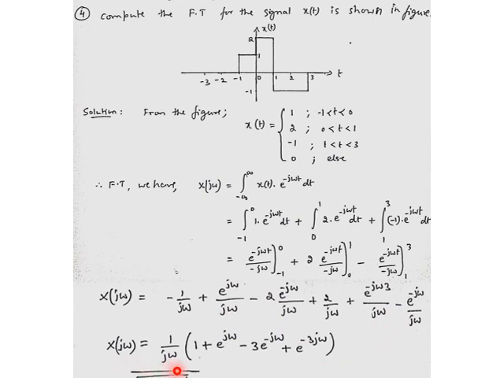This for x of t, in terms of Fourier transform, x of j omega is equal to 1 by j omega of (1 plus e to the power j omega minus 3 into e to the power minus j omega plus e to the power minus 3 j omega). So this is how we can find the Fourier transform of the given x of t.